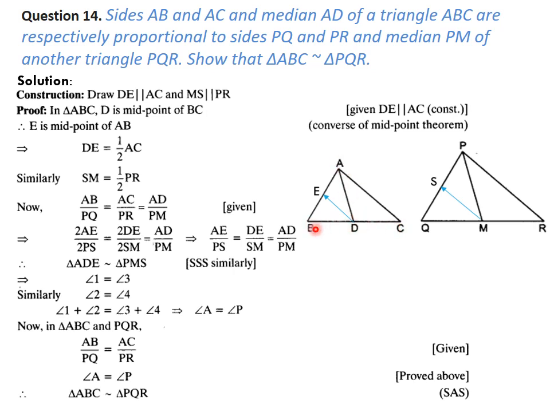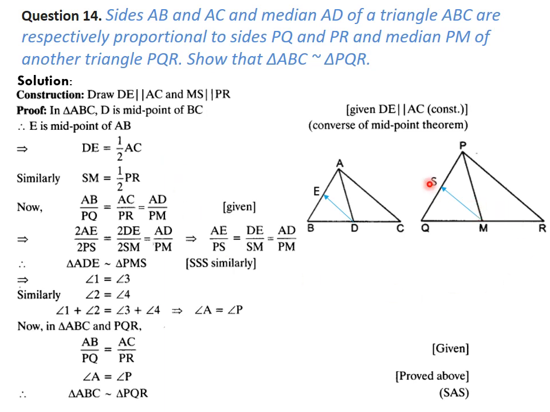was the median, D is the midpoint. So therefore, when we are passing a line through the midpoint of one side of a triangle and parallel to another side, then that line will pass through the midpoint of the third side. So by the converse of midpoint theorem, we can say that E is the midpoint of AB and also DE is equal to half of AC. So E is the midpoint of AB and DE is half of AC.